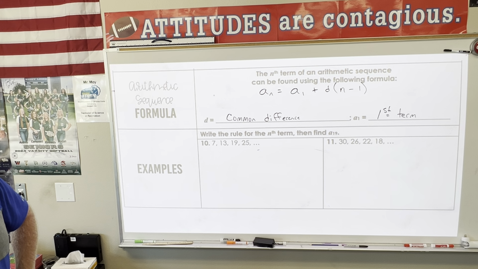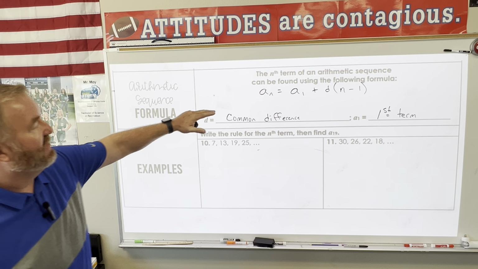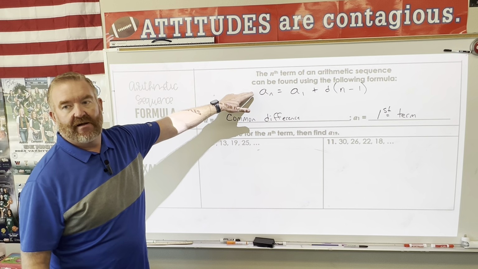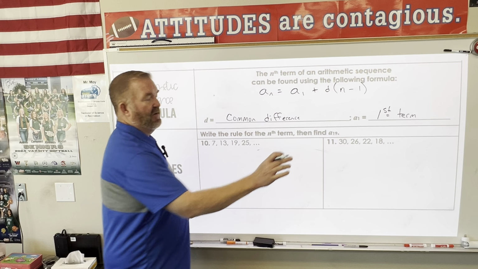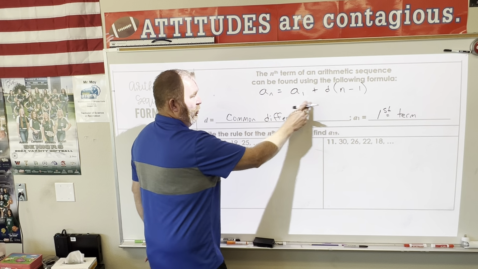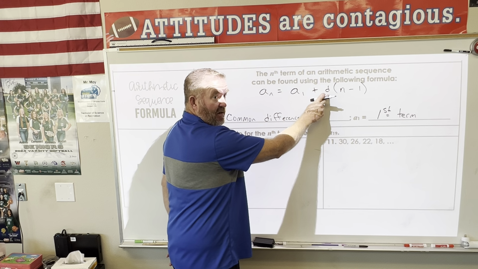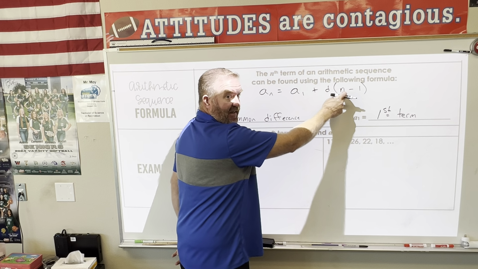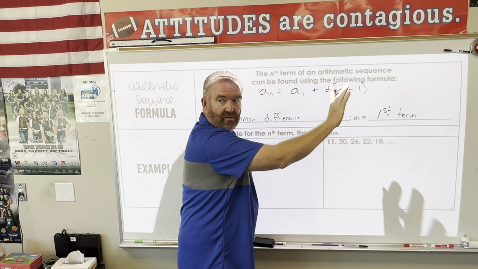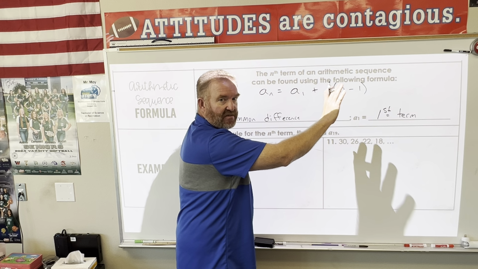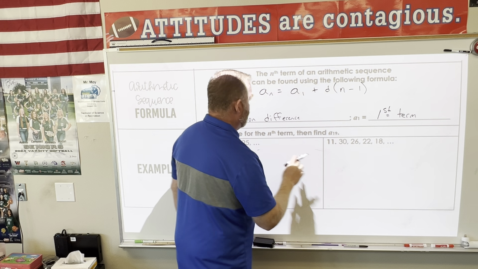Are you guys good so far? If you just look at this equation, it looks really, really complicated. But look, let me show you. First term, what are they going up by or going down by? And then what term are they looking for? Really, that's all you've got to do. Don't overcomplicate this.